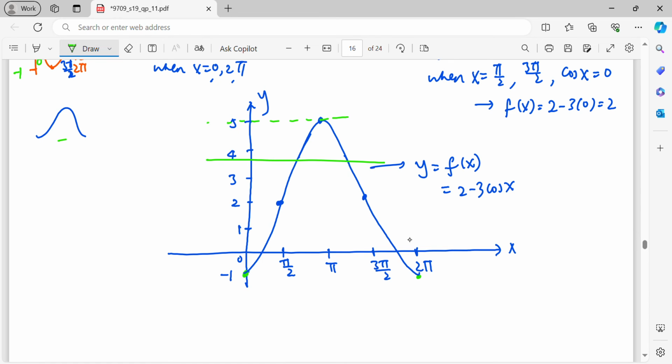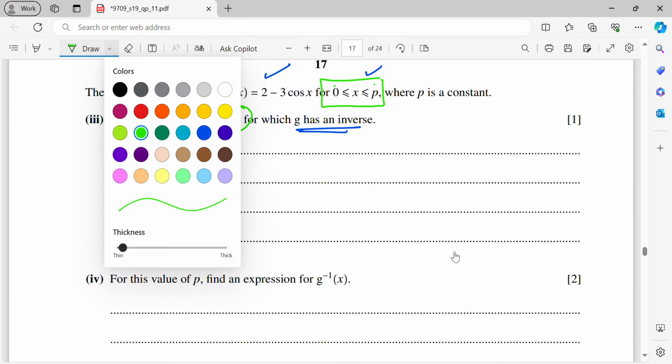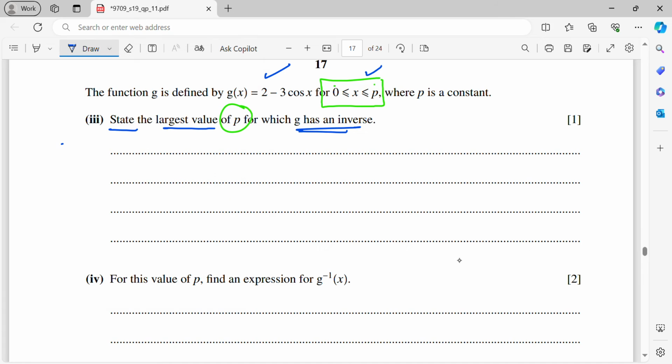That means the x value can be up to pi. Then it will always have one intersection point. Therefore your p is pi, because your p is the x value. So that's the explanation. But the question is asking to state the largest p, so I will just write p equals pi. Largest p.